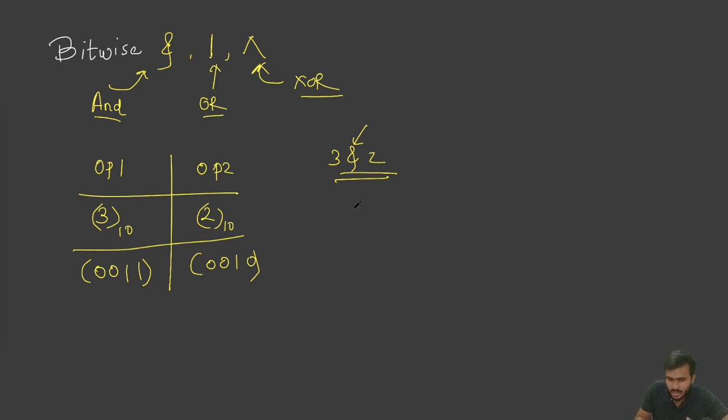So 3 in binary, let me write it in this format, is 0, 0, 1, 1. We are doing AND of this with 2, which is 0, 0, 1, 0. Let's quickly find out what the output is. We have to perform the AND operation on individual bits. So what is 1 and 1? What is 1 and 0? 1 and 0 is 0.